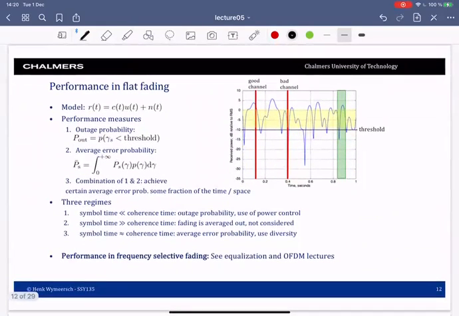Good, so this was for the additive white Gaussian noise channel. Now we have the flat fading channel here. So what differs is that we multiply the signal with the channel. And then based on this, we have different ways of measuring performance.